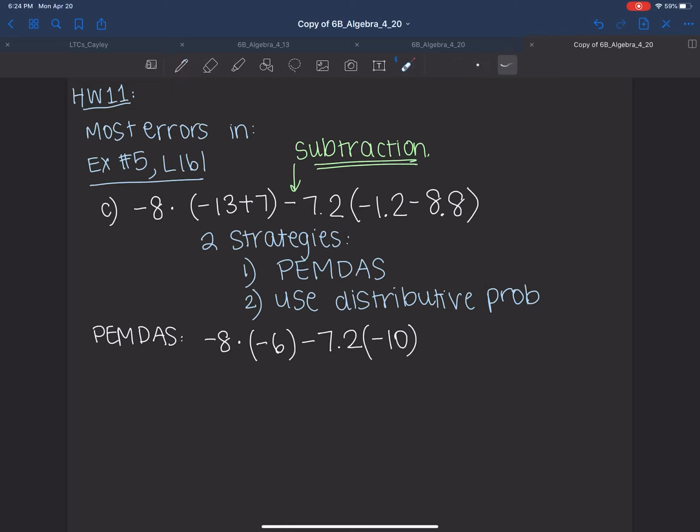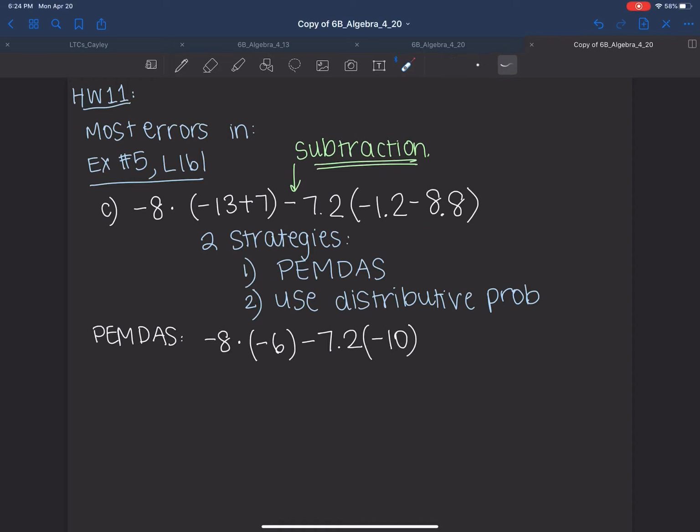I saw a bunch of mistakes with this calculation too. I saw a bunch of 1.2 minus 8.8, which gets you a much harder number to work with. Just be extra careful even when you're doing things like addition and subtraction. Sign errors still come up left and right.